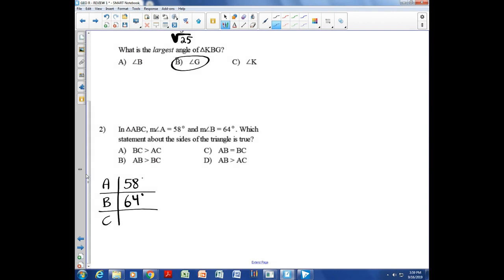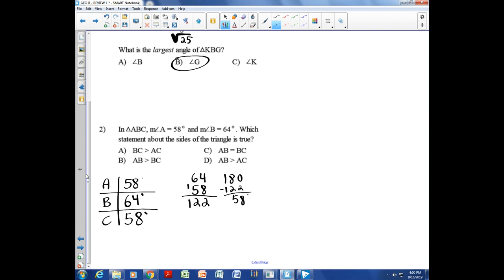So before I do anything here, I definitely need to know that last angle. So I'm going to remember that the sum of the 3 angles of a triangle is 180 degrees. So I'm going to take some of my scrap here, 64 plus 58, and see that that's equal to 122. I'm going to subtract 122 from 180, and that's going to give me 58 degrees. Oh, look at that.